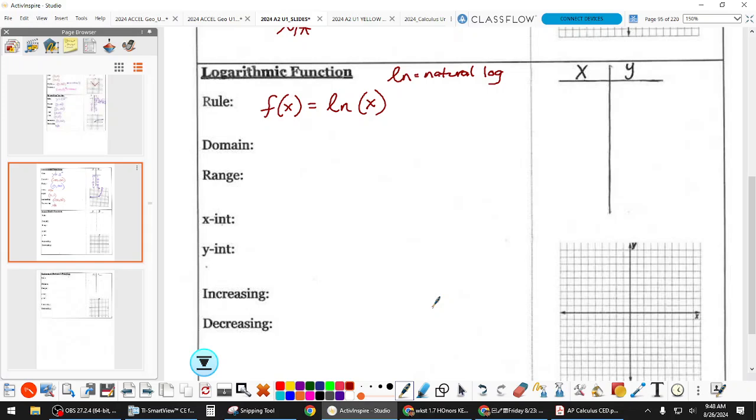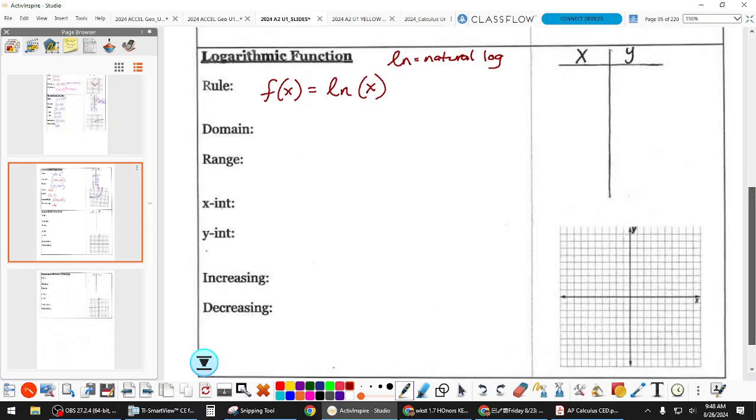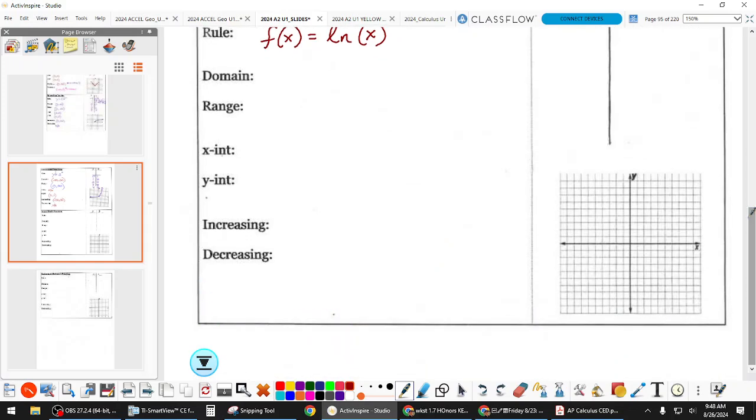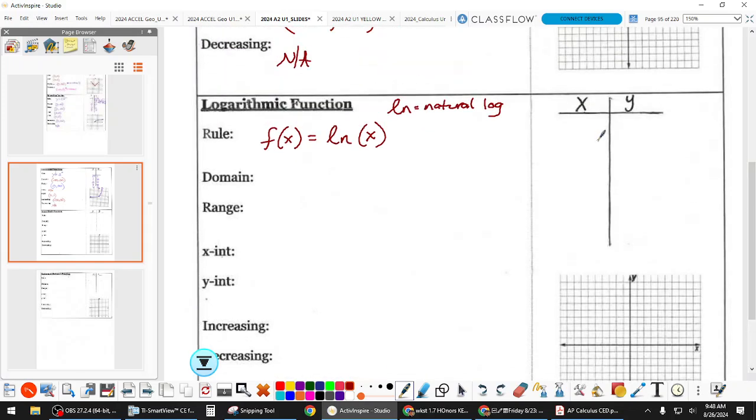I wish I had written something else. Oh well, we'll go with natural log. It's basically the same shape as log. Okay, this one. In terms of, let's do a few of these numbers, just so you can get a feel for it. Natural log.